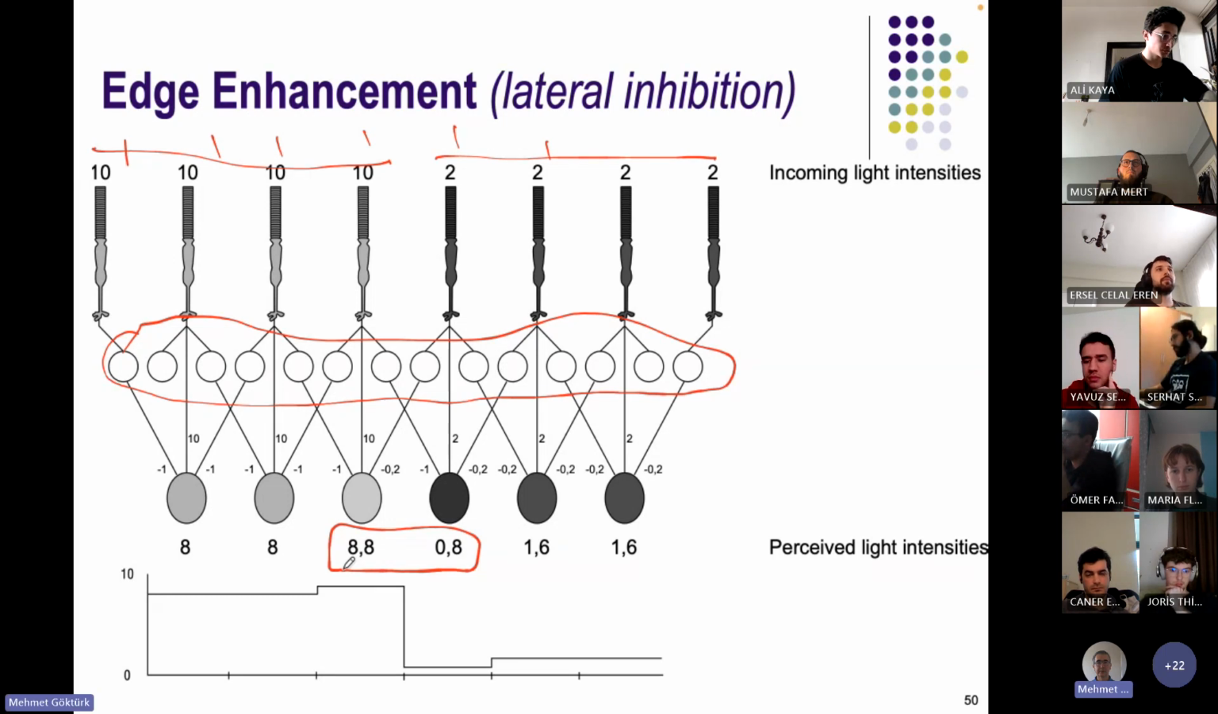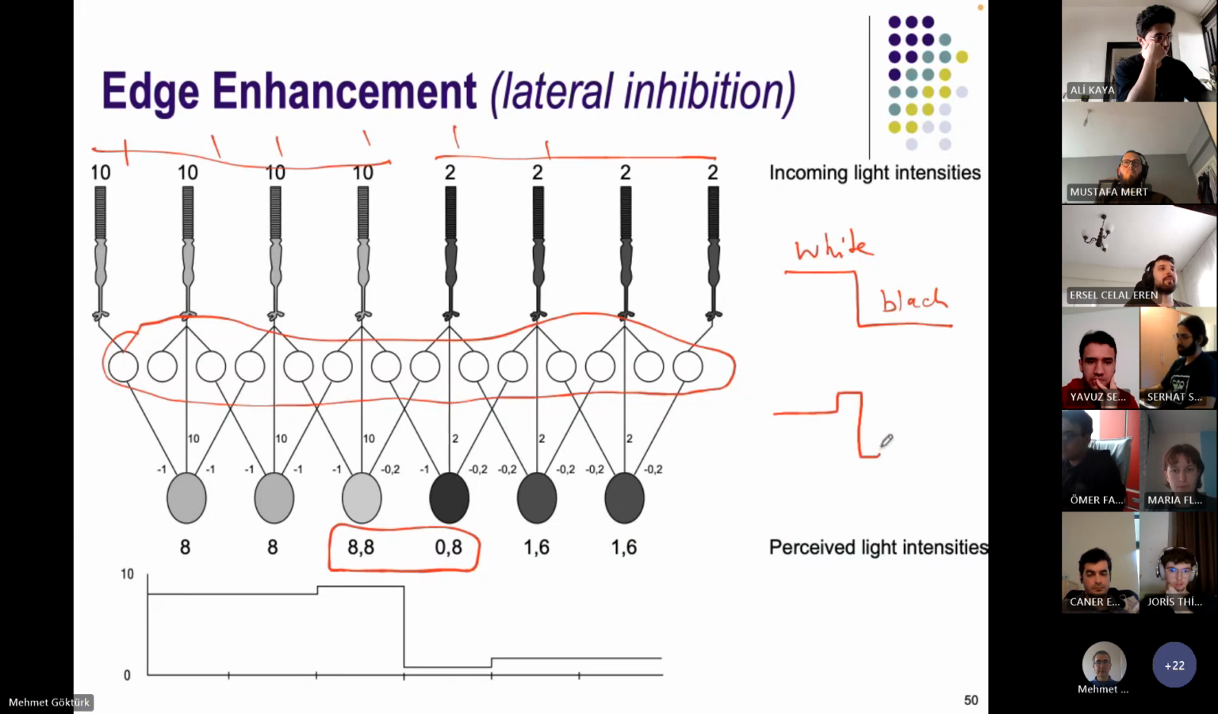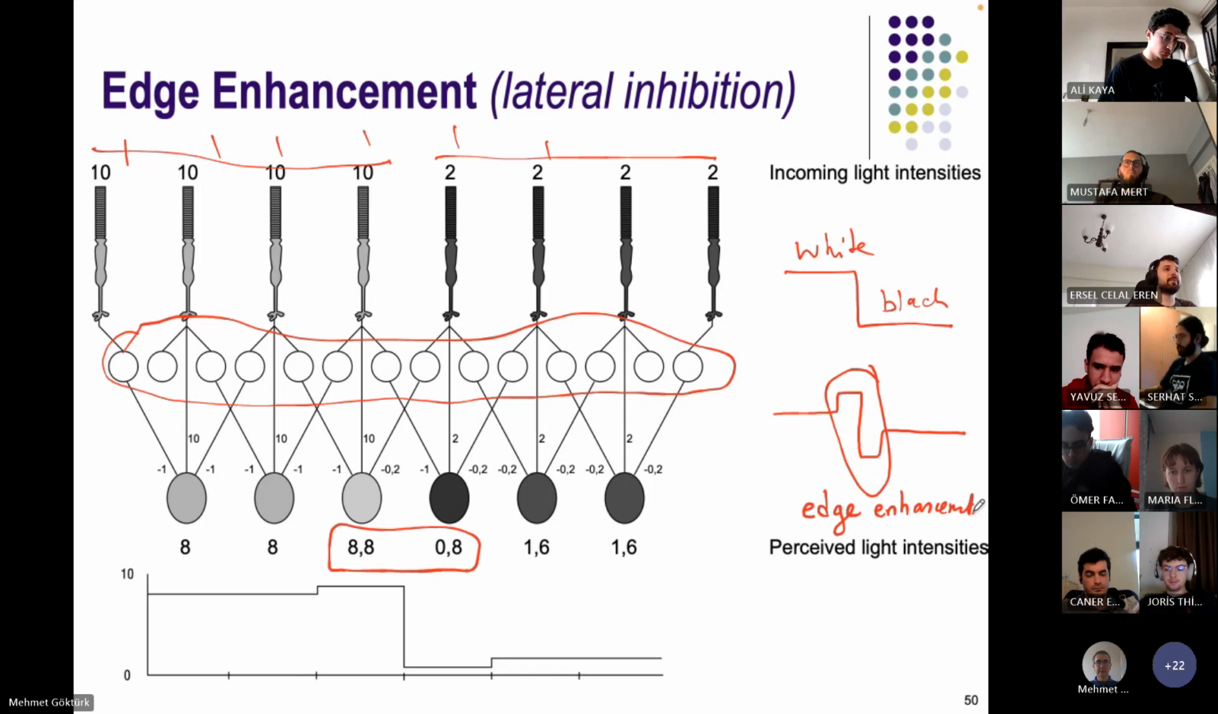Therefore, when you have a signal like this, okay, so this is white, this is black, or lighter, darker, it does something like that. So therefore, edges are more perceivable. This is called edge enhancement. Is that clear?